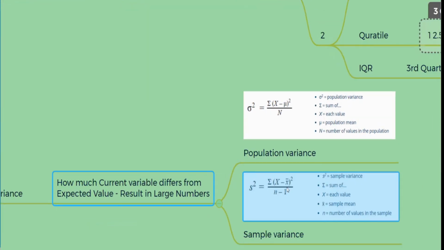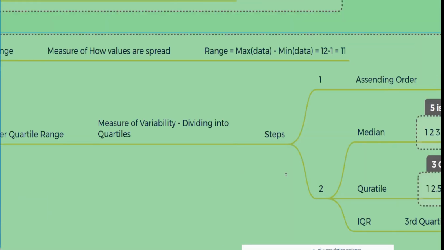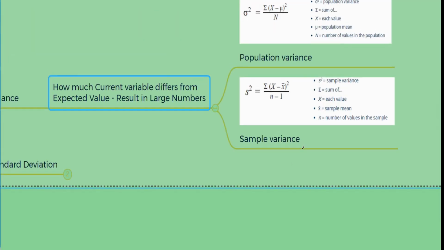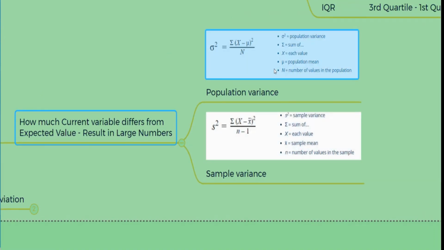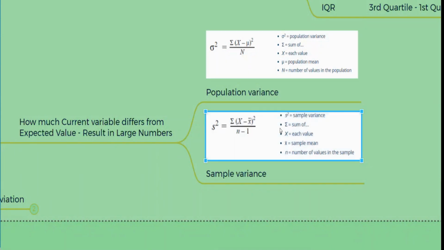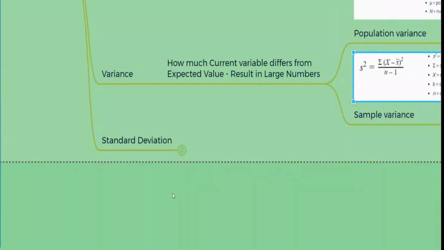This variance can be applied for both population variance as well as sample variance. The difference is going to be the data set, the size of the data, and the values we take into consideration. In the population variance, we take the entire data and perform the analysis, whereas in the sample variance, we randomly take some sample values and then perform the operation. Then we have standard deviation.